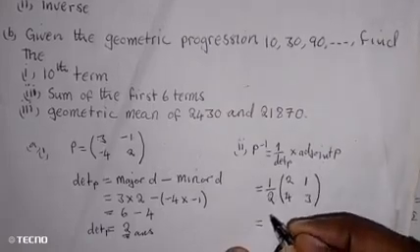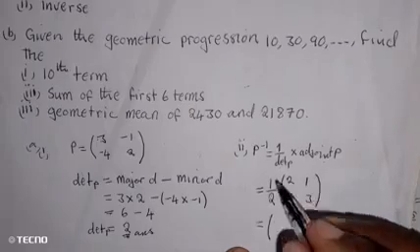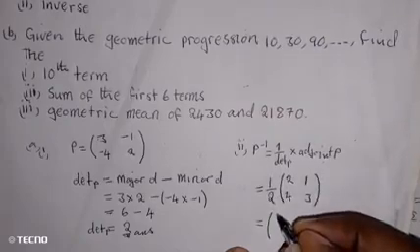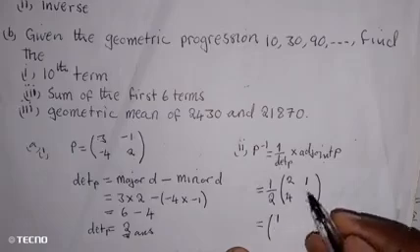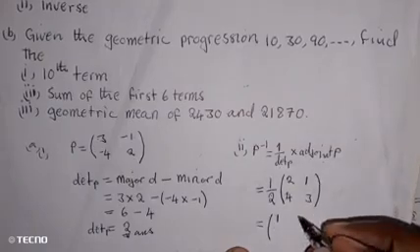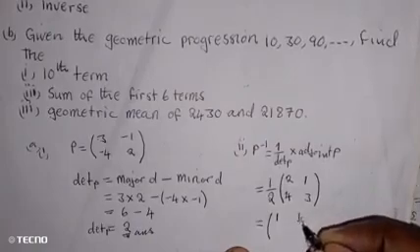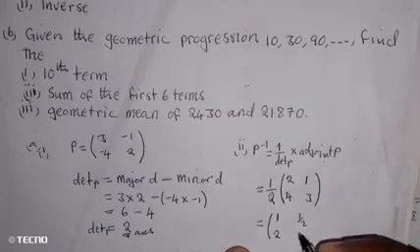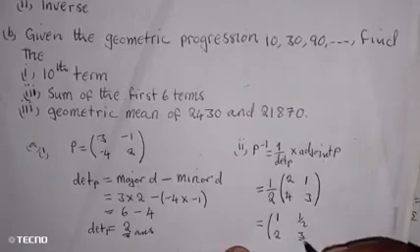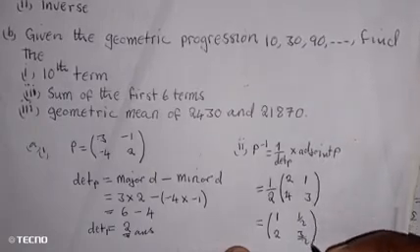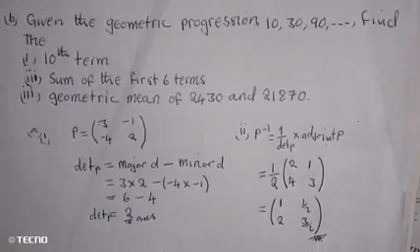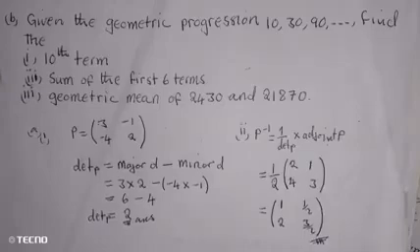Once you multiply by this, we have calculated the inverse. So this and this, we are multiplying half by 2, so we are going to have a 1 here. Then this and this, we are going to have 1 over 2. Then this and this, we are going to have 2. Then this and this, we are going to have 3 over 2. So this one here is the inverse matrix of P. Okay, so we are done.